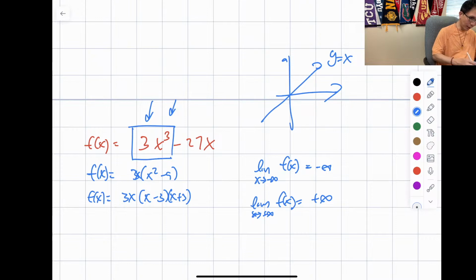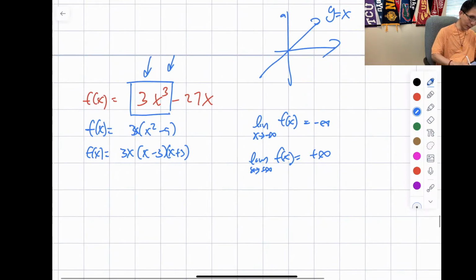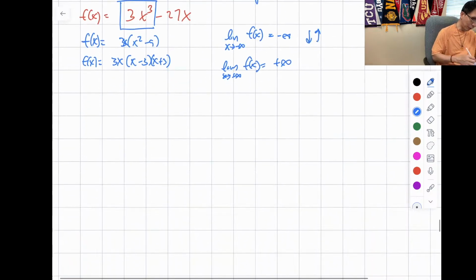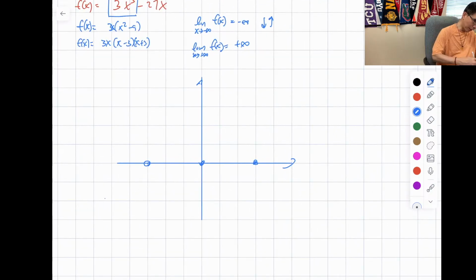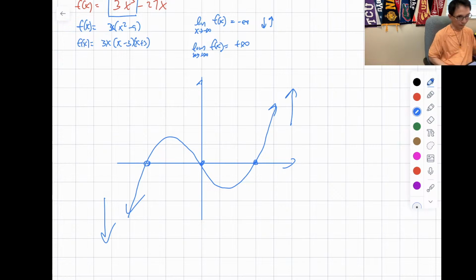Positive infinity. And this is how you write it. So that means it's down, up. In a general graph, it's going to be like this. You have 3 x-intercepts, which happen at 0, negative 3, and 3. The function is going to go down, the function is going to go up. So like this. And they each have multiplicity 1.